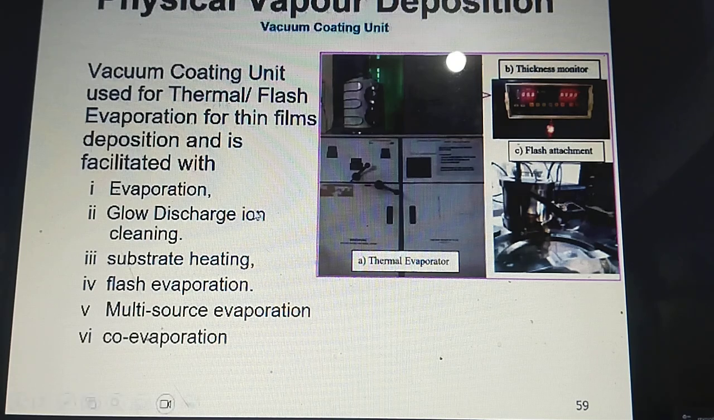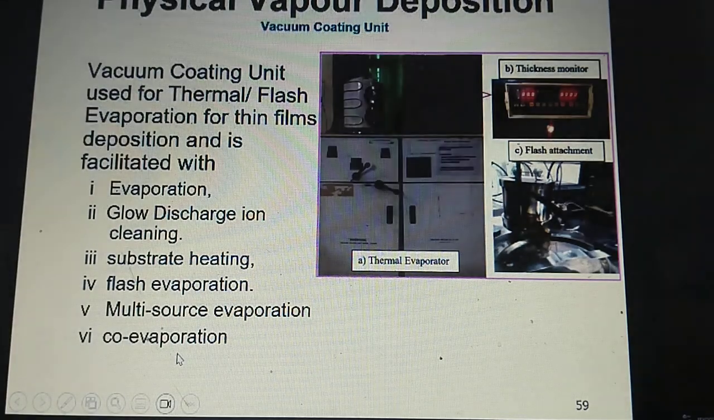The very simple one, the physical vapor deposition. So what do you do? You take the material, heat it up, and create its vapors, and take the substrate, and the vapors are deposited on the substrate, and then you use it. So a vacuum coating unit used for thermal oblique flash evaporation of thin film deposition is facilitated with evaporation process, glow discharge, ion cleaning, substrate heating, flash evaporation, multi-source evaporation, and co-evaporation.